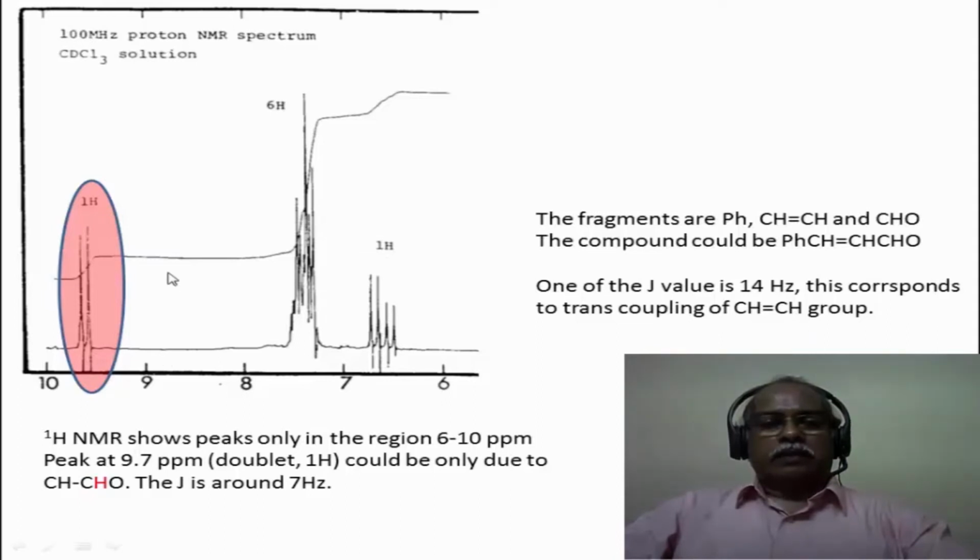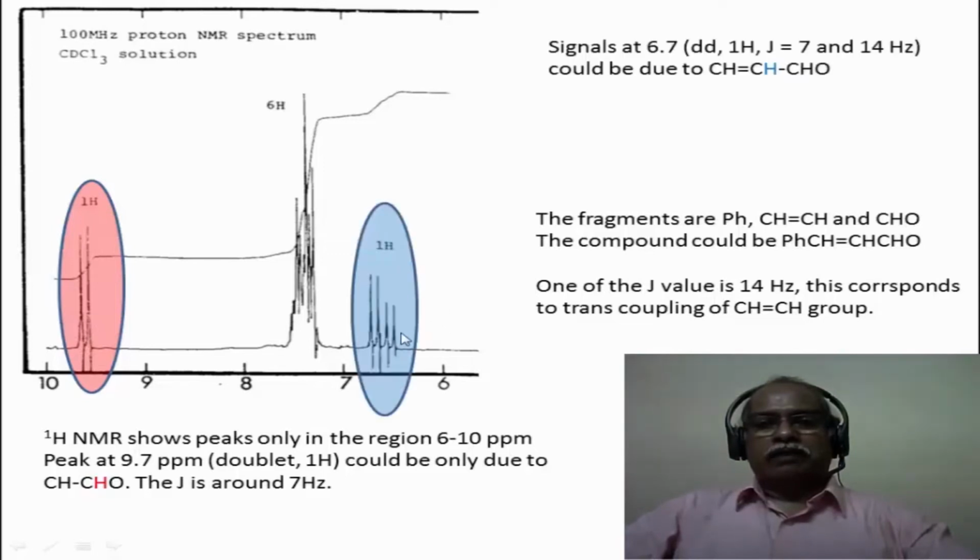That is reaffirmed by the presence of this doublet in the NMR spectrum of this particular compound. It is a doublet because there is an adjacent vicinal hydrogen. If the red hydrogen, the aldehyde hydrogen, has an adjacent vicinal hydrogen, that would appear as a doublet. Now there is another multiplet here, which is a doublet of a doublet.